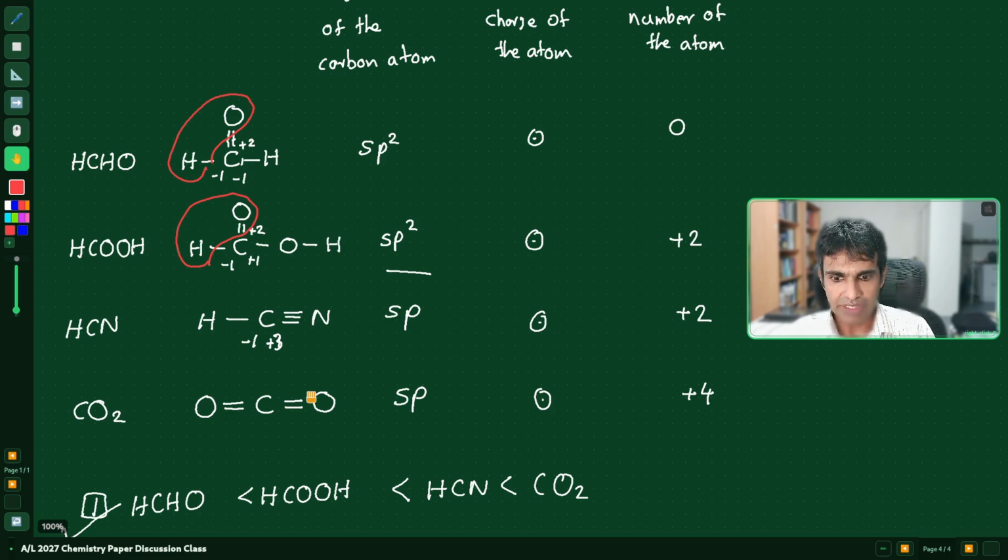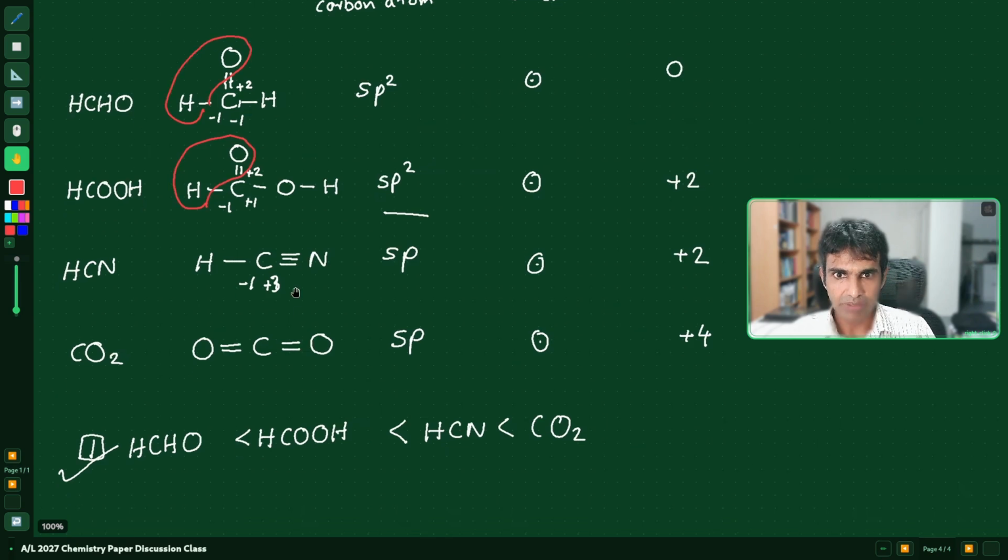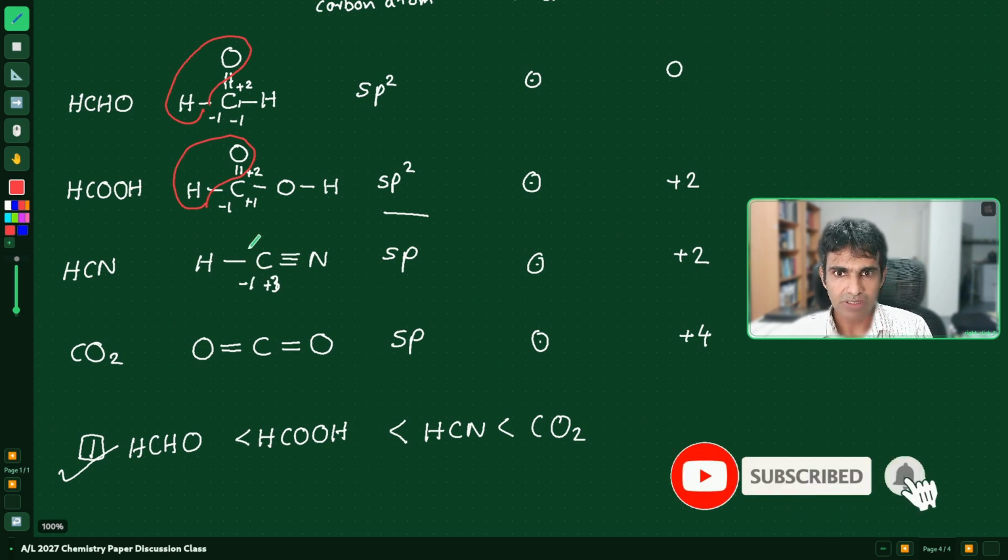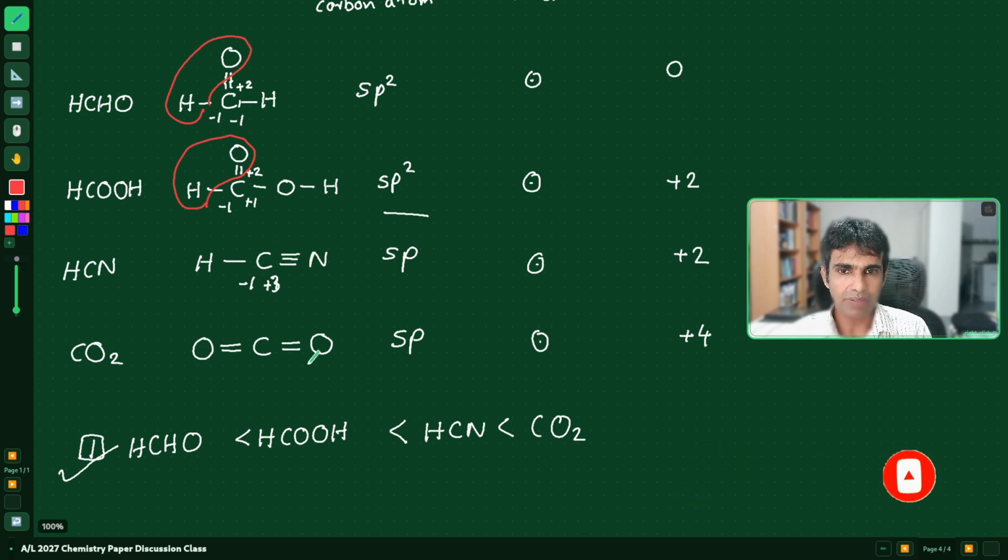Similar thing can be used in this situation also. Carbon-hydrogen bond, so there will be a negative oxidation number, carbon-nitrogen, but we know that the electronegativity of oxygen is higher than the nitrogen. Therefore, definitely oxidation number of carbon atom in carbon dioxide molecule is higher than the oxidation number of carbon atom in hydrogen cyanide. Then we can deduce the variation of electronegativity.